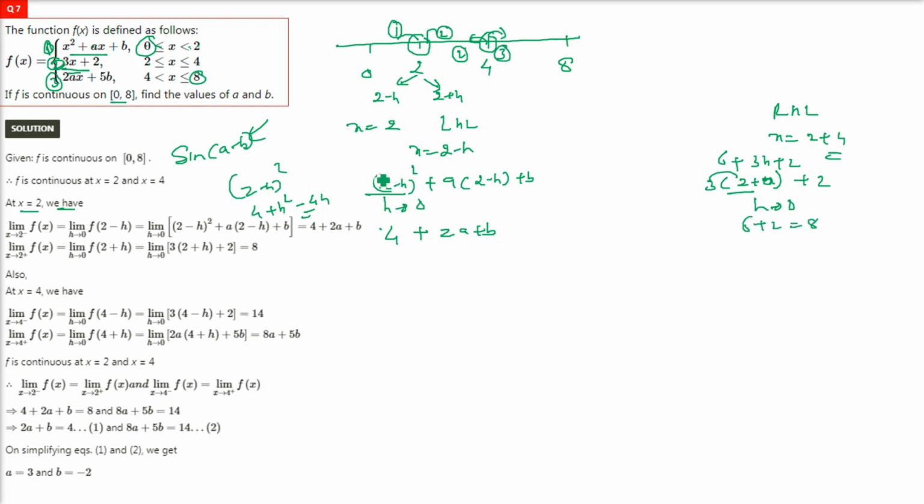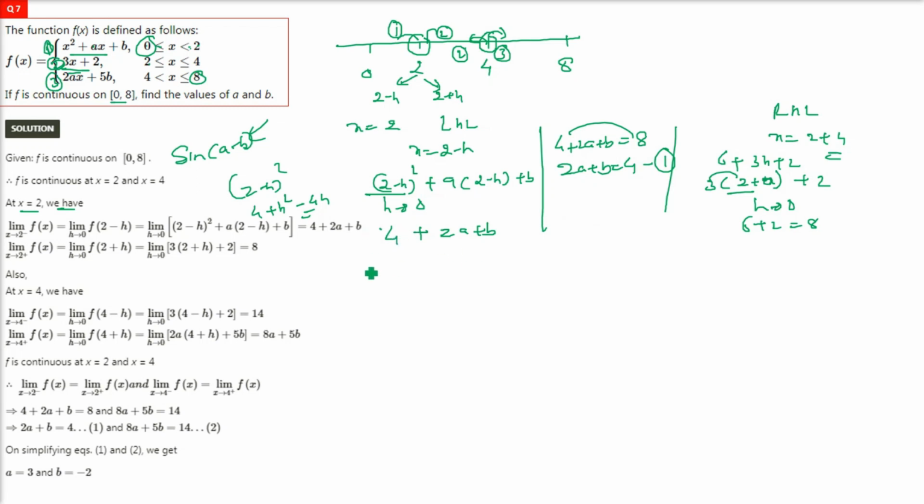So the left hand limit is 8, and the right hand limit is 4 plus 2a plus b. LHL has to be equal to RHL if f is continuous at this point 2, which we are checking. So 4 plus 2a plus b has to be equal to 6 plus 2, that is 8. So 2a plus b should be equal to 8 minus 4, that is 4. So this is the first linear equation.